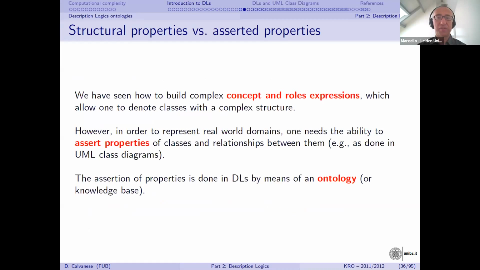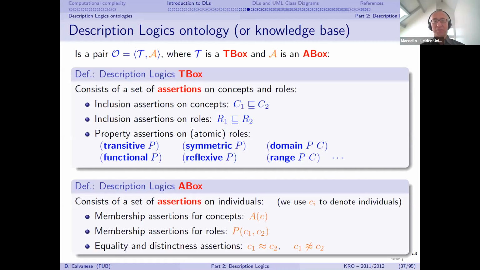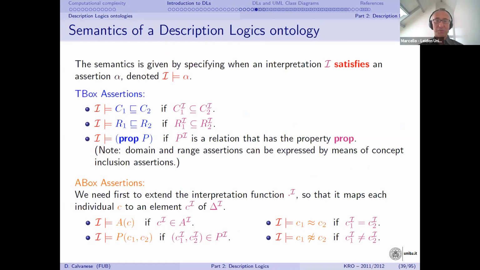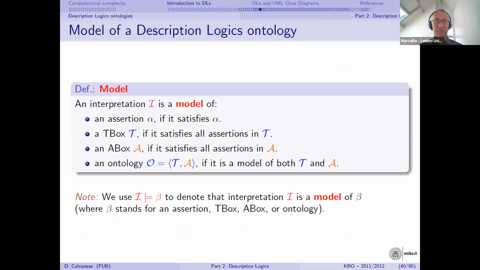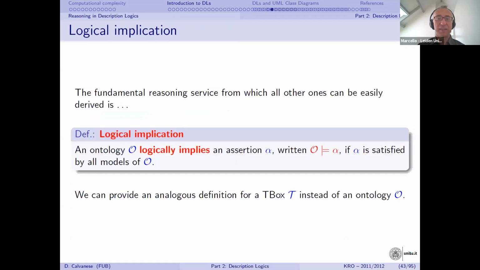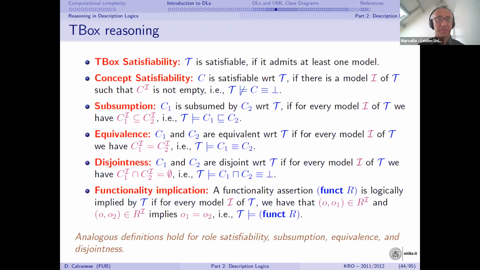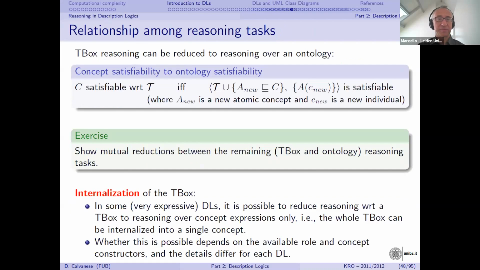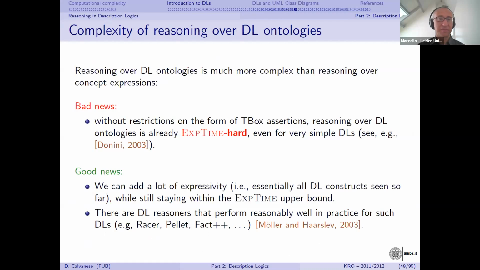Okay, so here then are some examples of the description logics. This is in terms of examples, and how the semantics is given formally, the model is given formally, and this unique name assumption or others, and then the reasoning. So it's all the reasoning in terms of semantics.